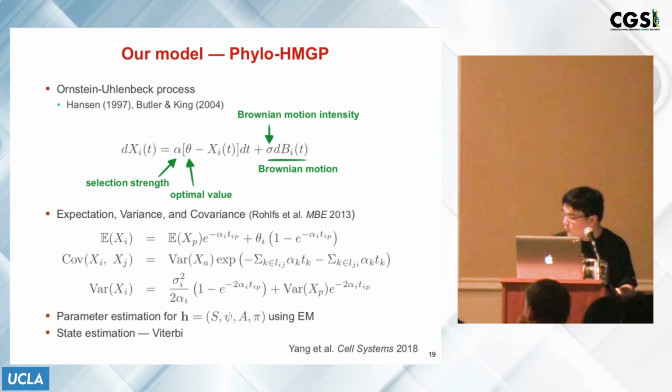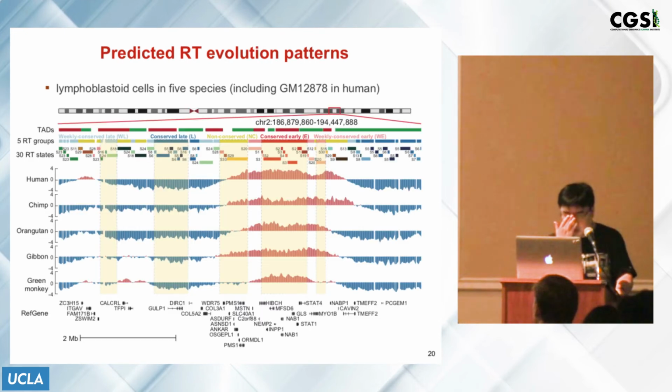So we did the parameter estimation using EM, and once you have estimated parameters, you can estimate the states in a genome-wide fashion using Viterbi. So I'll show you some examples of what the result looks like. So this is the predicted RT evolution patterns, replication timing evolution patterns. So in these highlighted regions, these are the signals, right? These are the signals of replication timing.